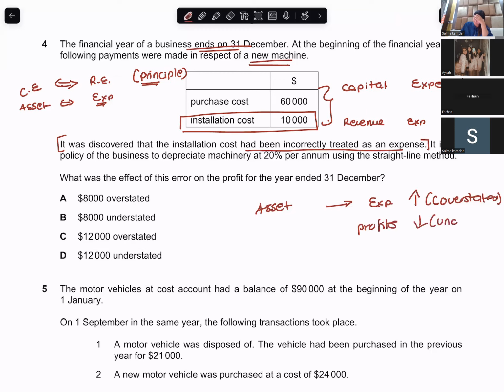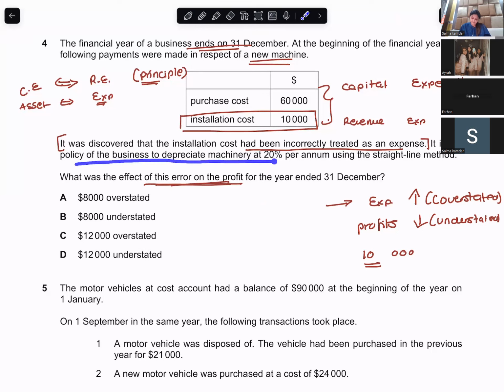By how much? I think you'll have to charge the depreciation first. Currently, from what we've read, it is understated by 10,000. And they want the effect of this error on profits. Read ahead. It is the policy of the business to depreciate machinery at 20% per annum using the straight line method. So your expense should have been less by 10,000.